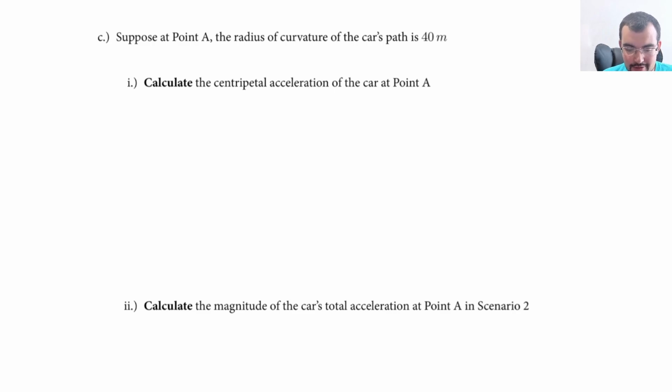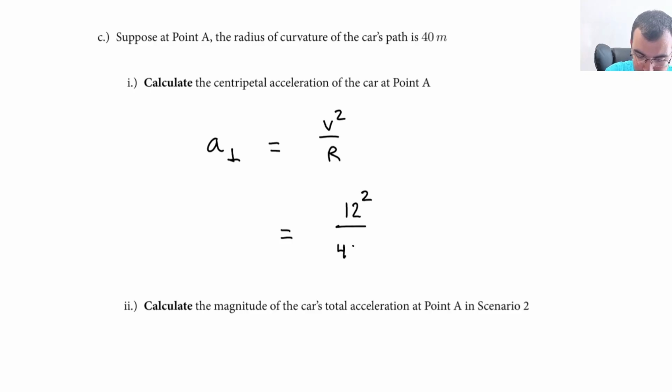Suppose at point A, the radius of curvature of the car's path is 40 meters. Let's calculate the centripetal acceleration at point A. So the only things that affect centripetal acceleration are speed and path radius. The car's speed was 12 meters per second. And there's no chance this is a nice number. I'm sure it's just a small decimal. This is 3.6 meters per second per second.